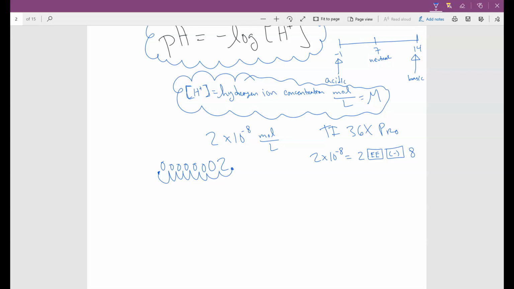So go ahead and practice it. Write 2, EE, and then negative 8. It'll give you this form, not the closed form, but more of the expanded form.